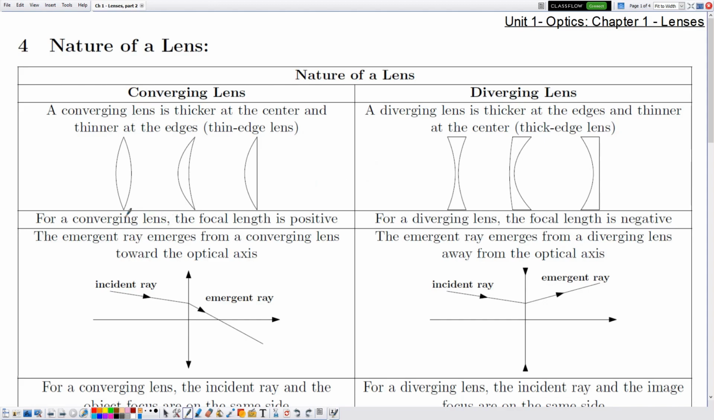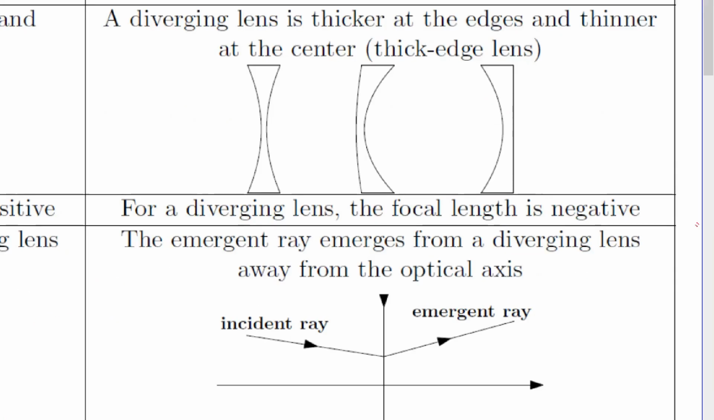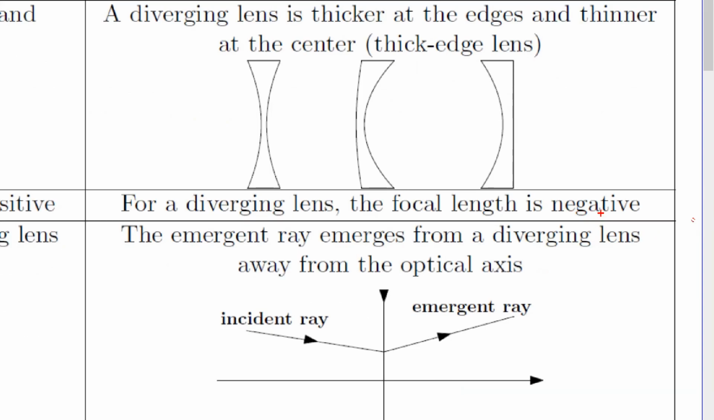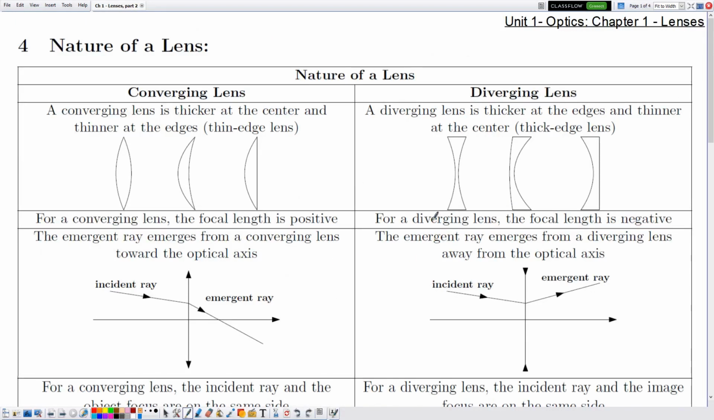Now the next property is that for a converging lens the focal length is positive, whereas for a diverging lens the focal length is negative. Also we have discussed this property while constructing the optical system of each.